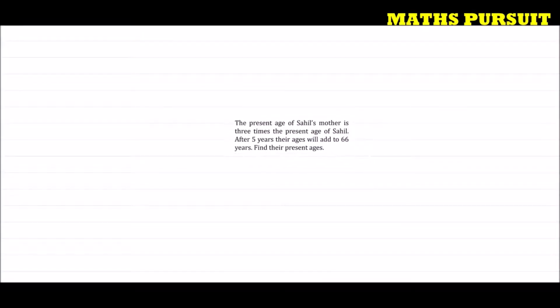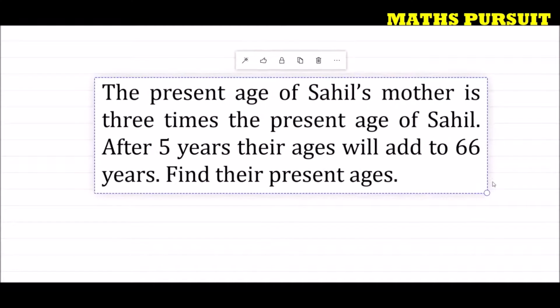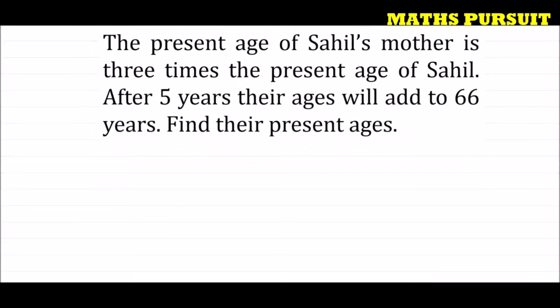If you look here, the question is saying that the present age of Sahil's mother is 3 times the present age of Sahil. After 5 years, their ages will add to 66 years. Find their present ages. So guys, we do not know the age of Sahil. Let us assume certain things.